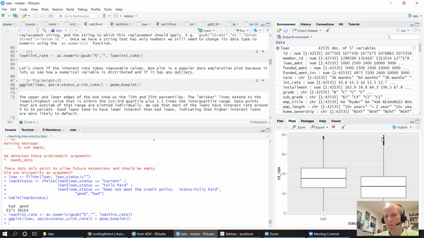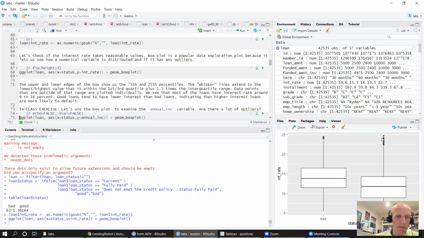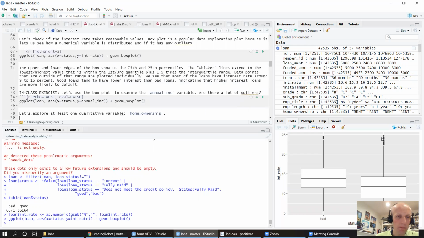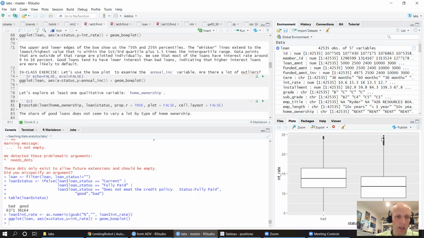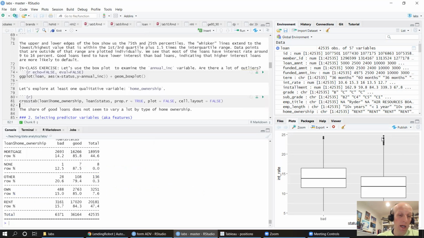Fantastic. And let's take a look at some other variables. How about we look at home ownership? Let's use a crosstab. Let's cross-tabulate the home ownership status against the status of the loan, the simplified status of the loan, good versus bad.